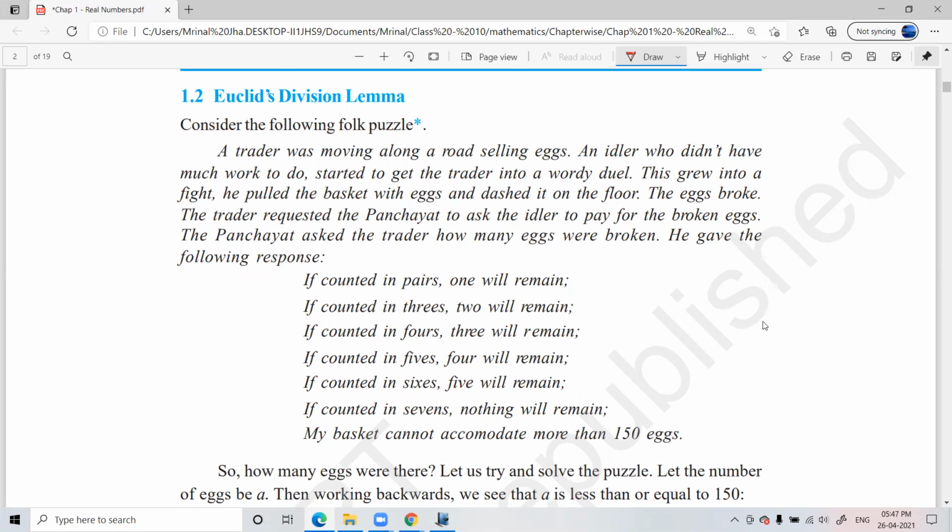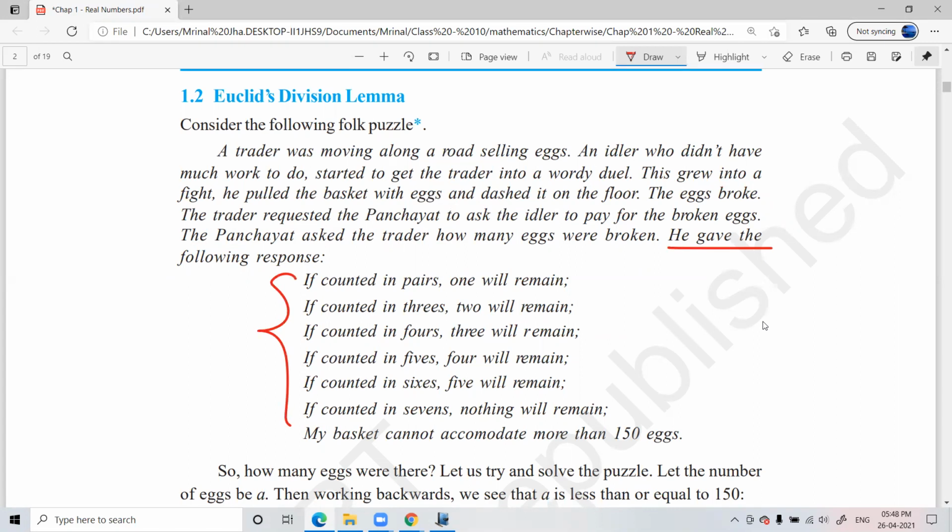So the eggs broke. The trader went to the panchayat to ask for money to be paid for the broken eggs. Everything he had with him was broken. The panchayat asked the trader, how many eggs did you have? How many were broken? He gave the answer in a puzzle. I don't know why he did that. If he wanted money, he should have given the straight answer, but for some reason he gave this puzzle, and now we have to solve it.